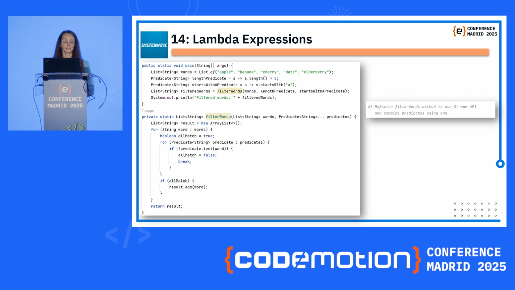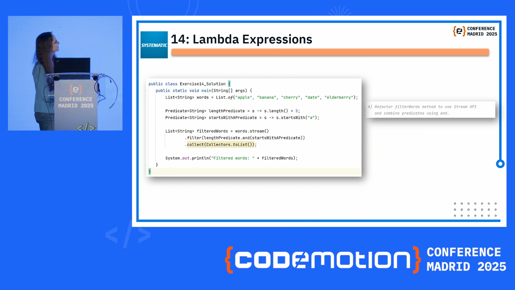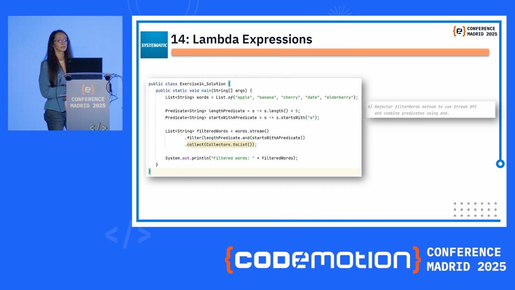Refactoring filterWords is definitely a must-do. I will show you how I refactor it. And we need to use the stream API and combine those predicates using the and method because it results in a more concise and readable code, and it will look something like this. So the entire solution for this exercise resumes to something like this. I think it looks way better than what we have just seen.